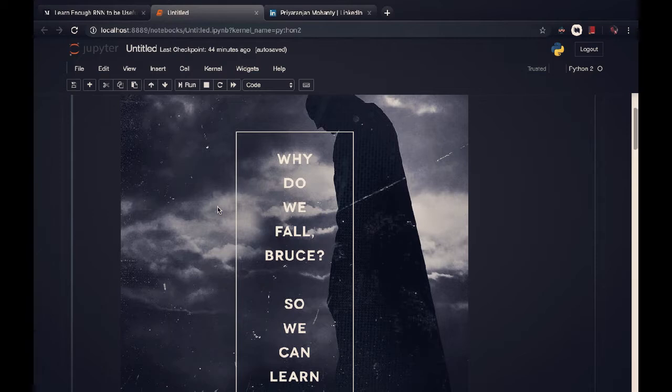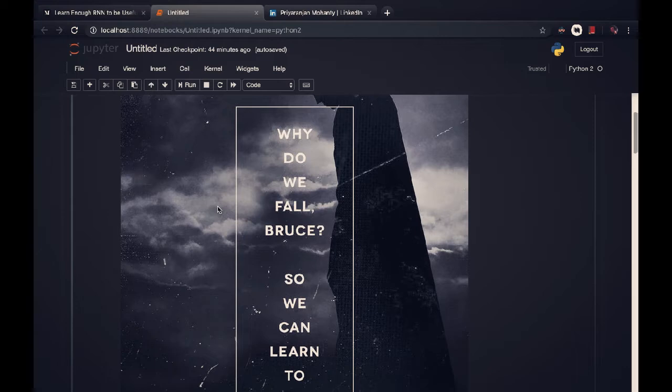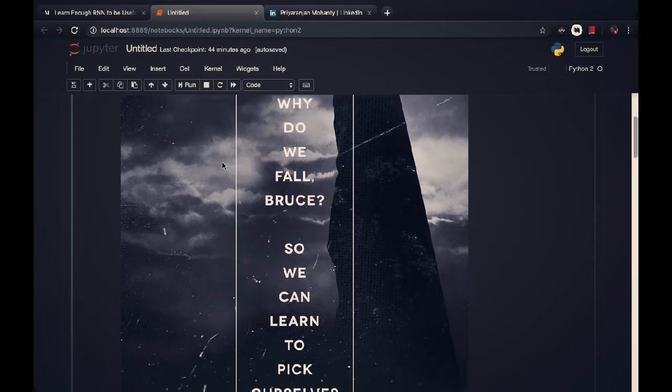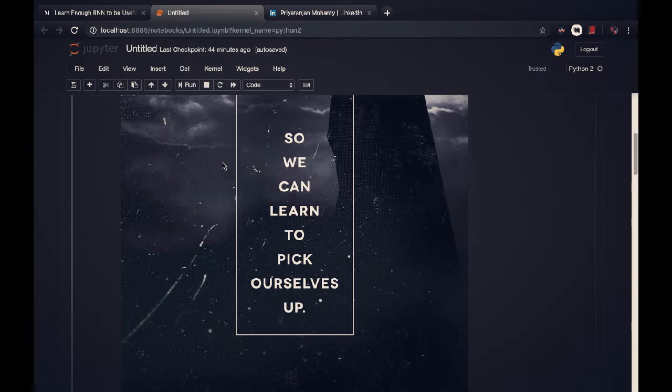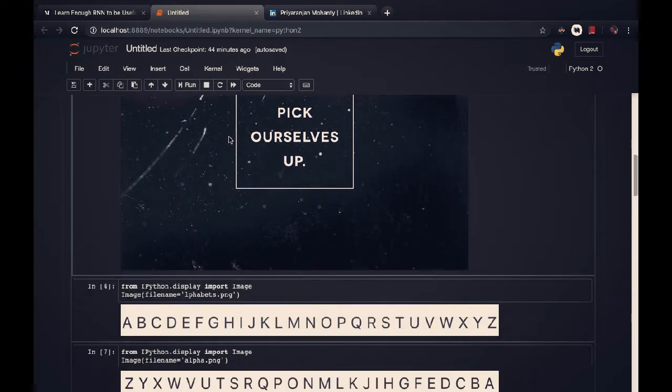But before starting our session today, let's start with one of my favorite quotes. It is from the movie Batman, where Batman is very disappointed. He thinks that he had failed. Then Alfred tells him, why do we fall, Bruce? So we can learn to pick ourselves up. So this is the theme of our session today. Whenever a problem comes up, we will not just give up or get disappointed. We'll try to fight it out, we'll try to solve that problem. Let's see how this theme persists in our session today.